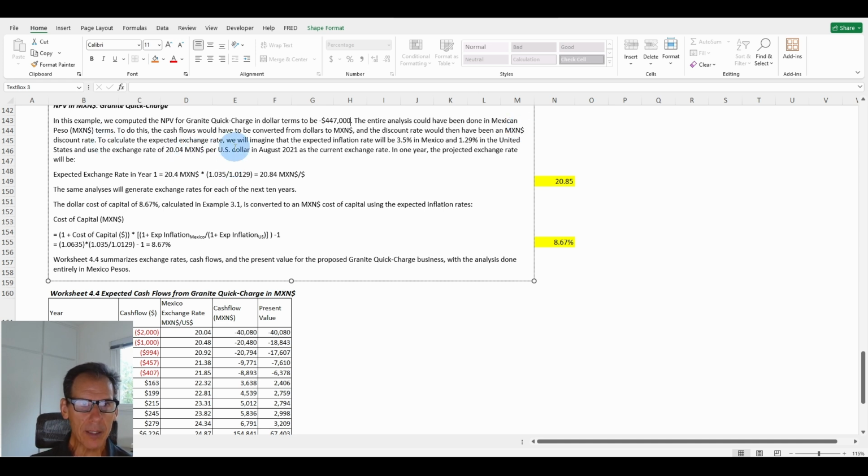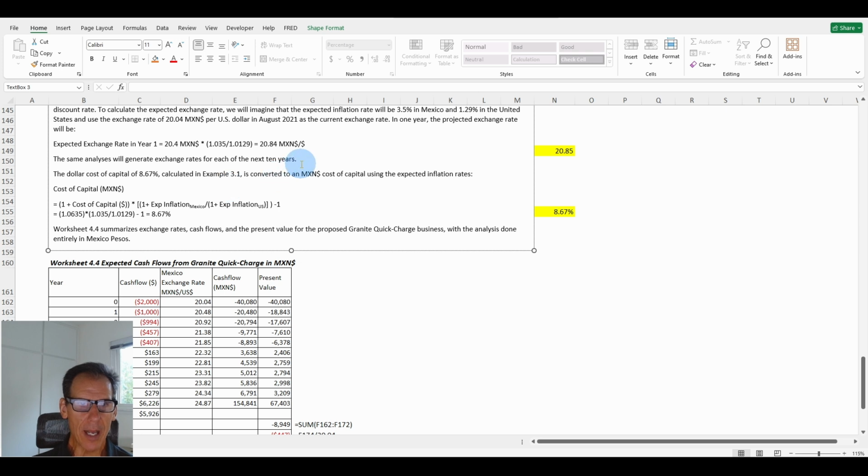To calculate the expected exchange rate, we will imagine that the expected inflation rate will be 3.5% in Mexico and 1.29% in the United States, and use the exchange rate of 20.4 Mexican pesos per US dollar in August 2021 as the current exchange rate. In 1 year, the projected exchange rate will be: expected exchange rate in year 1 equals 20.4 Mexican pesos times 1.035 divided by 1.0129 equals 20.84 Mexican pesos. The same analysis will generate exchange rates for each of the next 10 years.